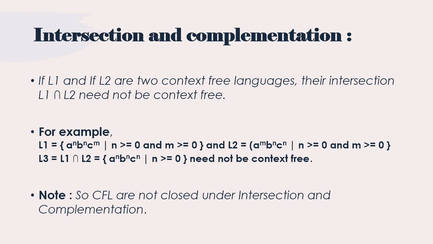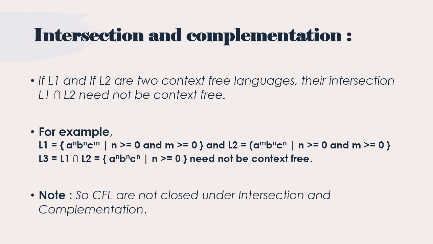Here let us consider two languages, L1 and L2, which are context-free languages. Their intersection, L1 intersection L2, need not be context-free compulsorily. For example, L1 equal to a^n b^m c^m, where n is greater than or equal to 0, m is greater than or equal to 0. L2 equal to a^m b^n c^n, where n is greater than or equal to 0 and m is greater than or equal to 0. L3 equal to L1 intersection L2, which is equal to a^n b^n c^n, n greater than or equal to 0, need not be context-free.